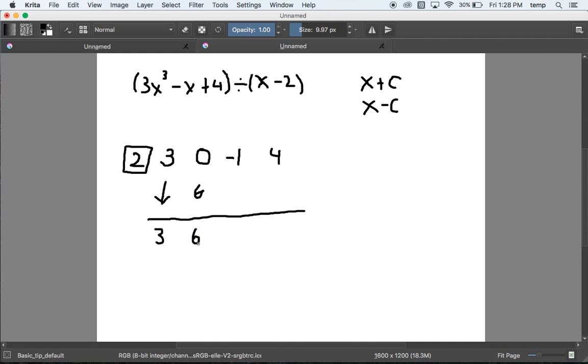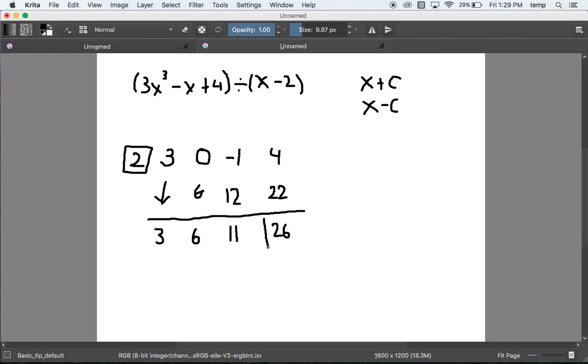Our next step is we do the same thing. So now we take 6 times 2. Well, 6 times 2 is 12. Then we go negative 1 plus 12 is 11. And for our final step, we take 11 times 2, which is 22, and do one last addition here. 4 plus 22 is 26.